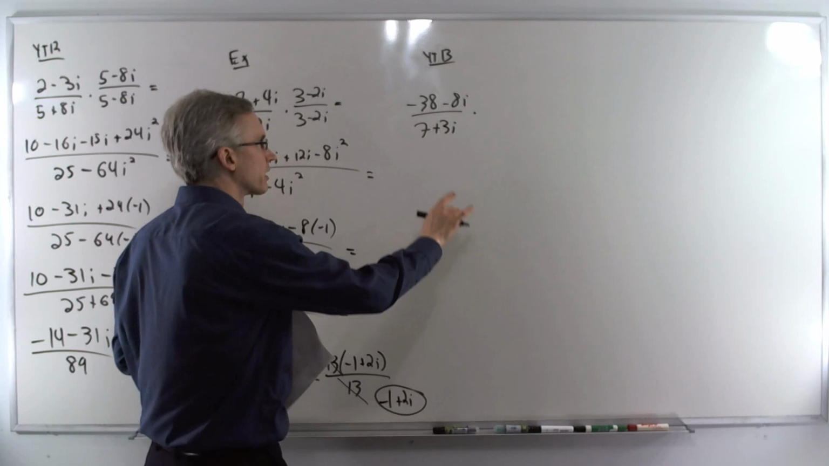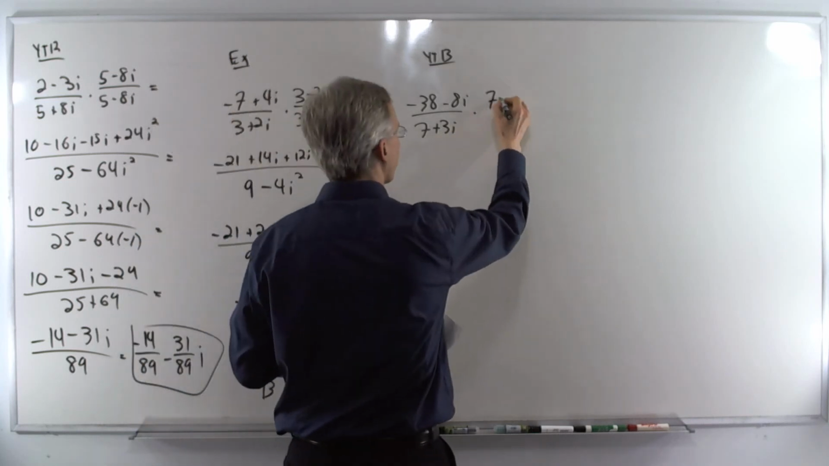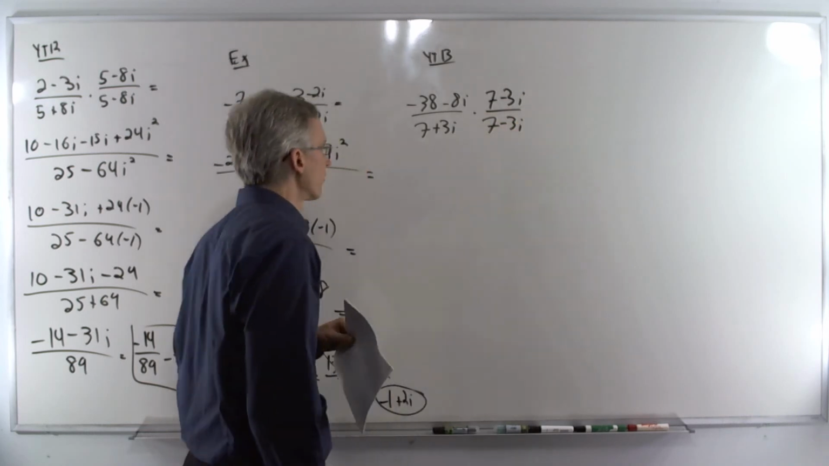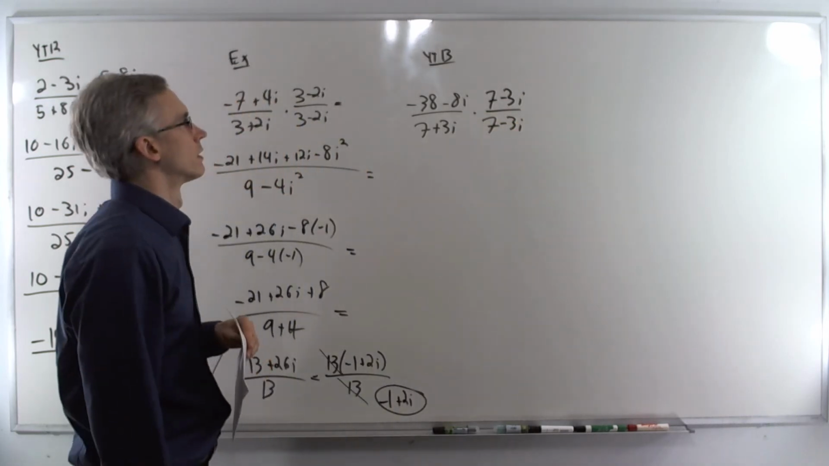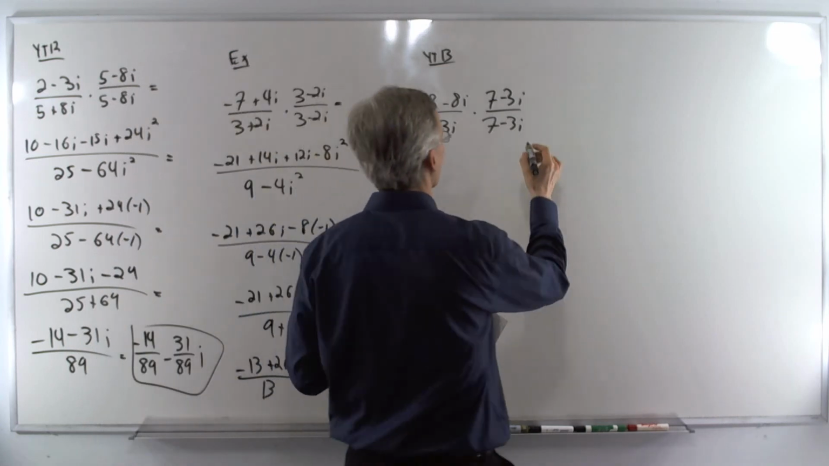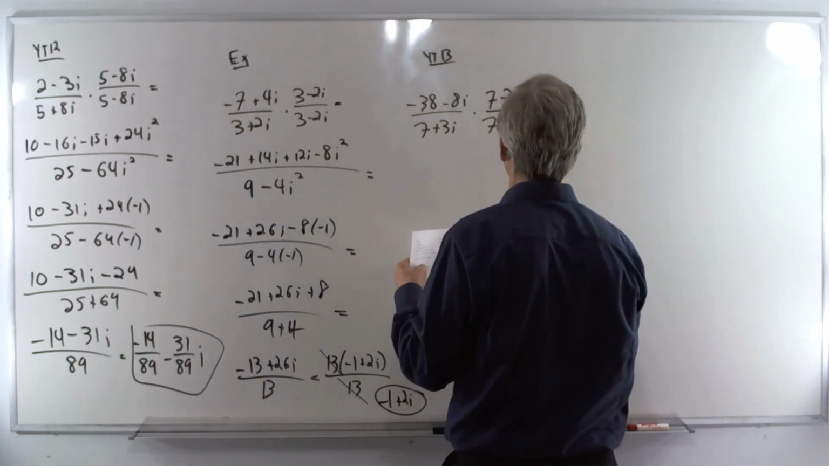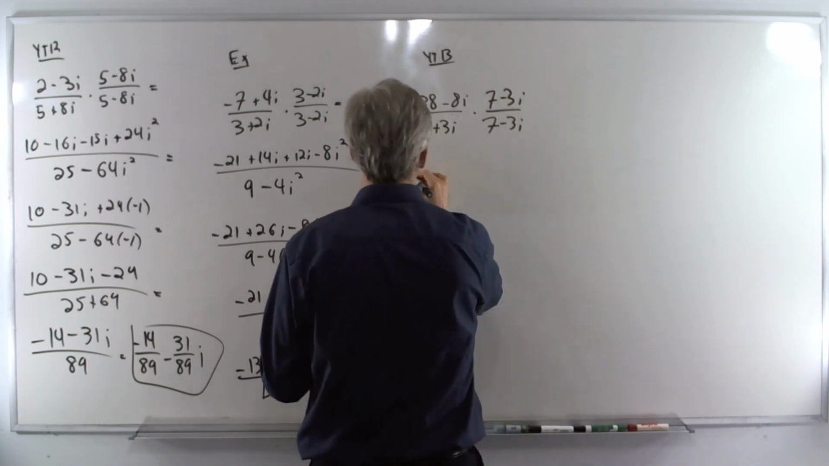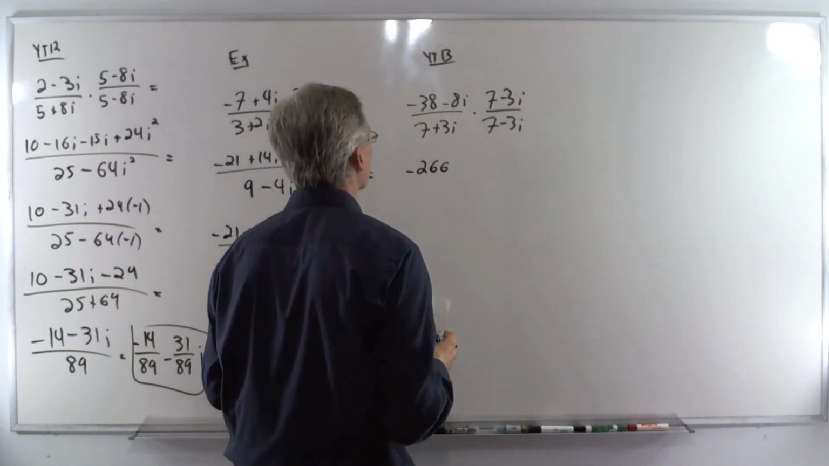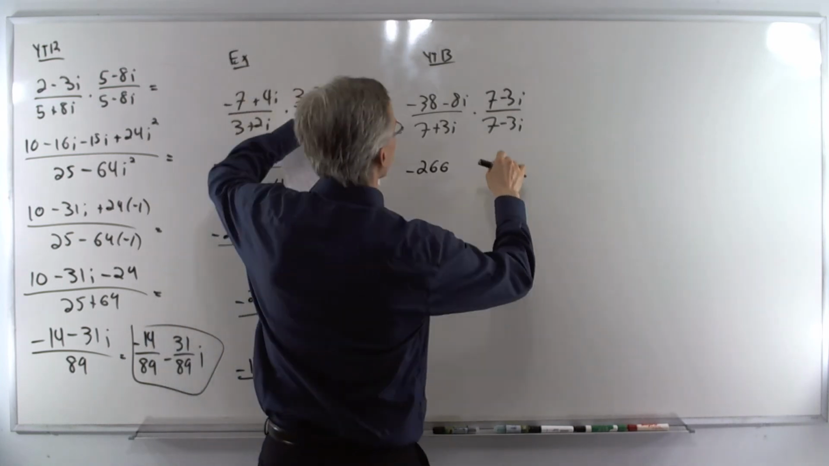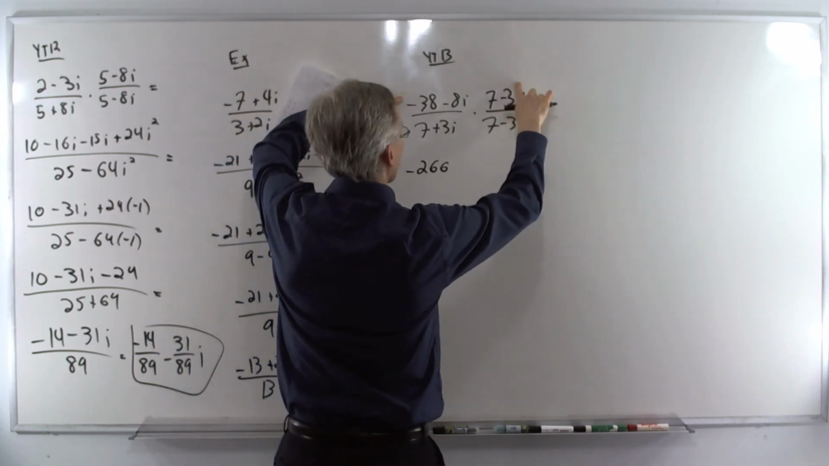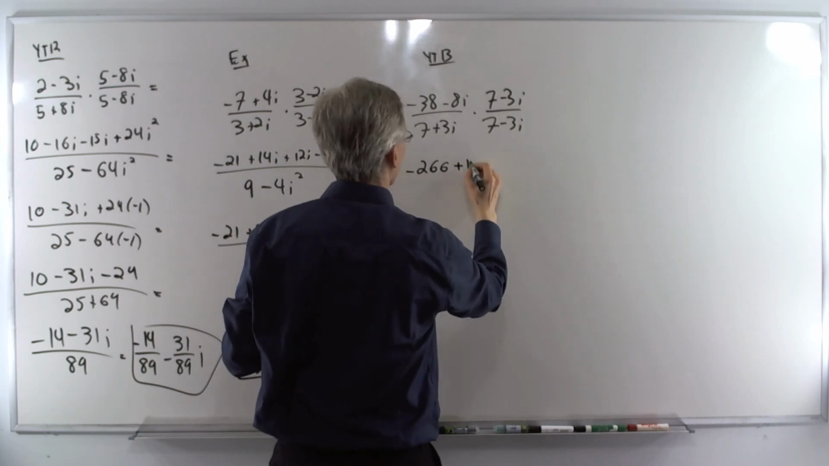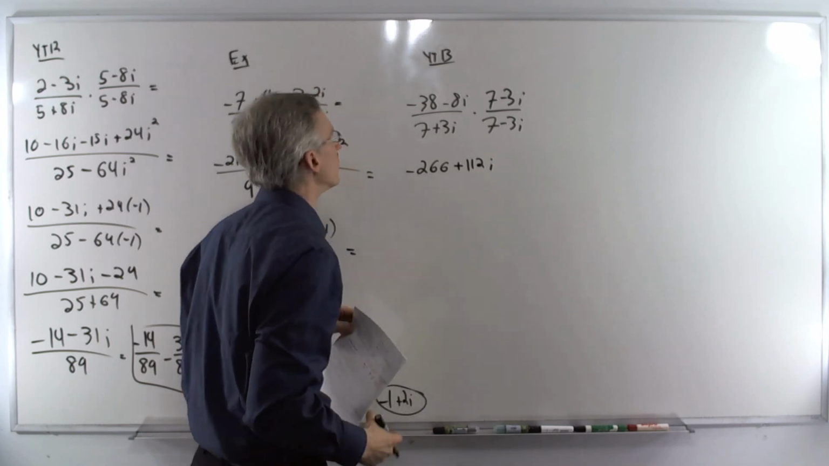We're going to multiply by the complex conjugate of the denominator, which is 7 minus 3i over itself. All right, foiling on top. Negative 38 times 7, can't do that one in my head. Negative 266. All right, outside, negative 38 times negative 3. It's going to be positive 112i.